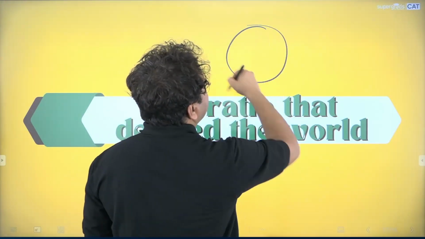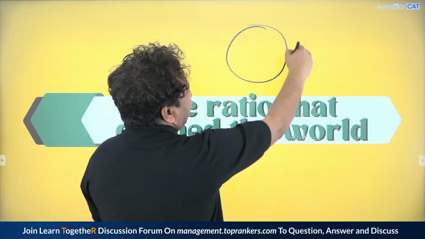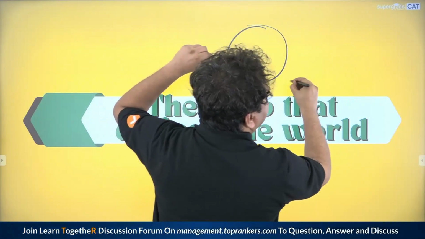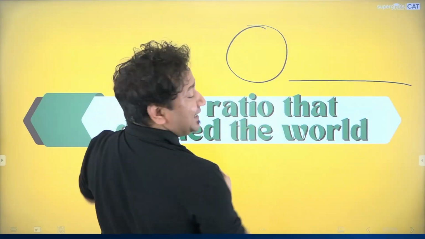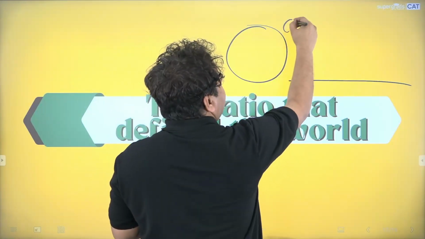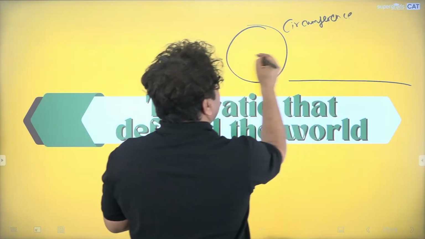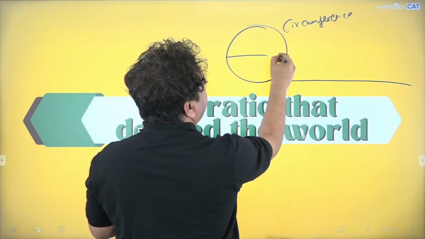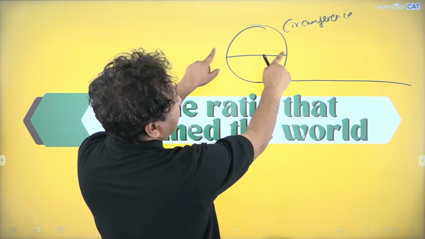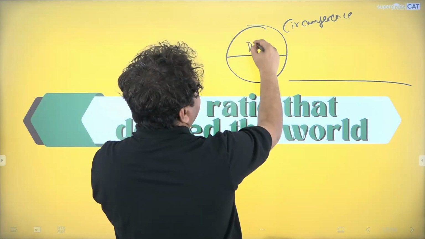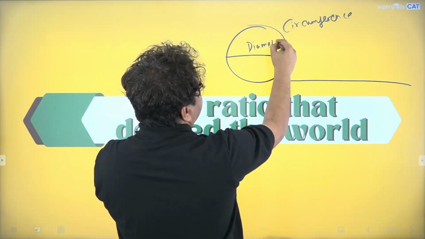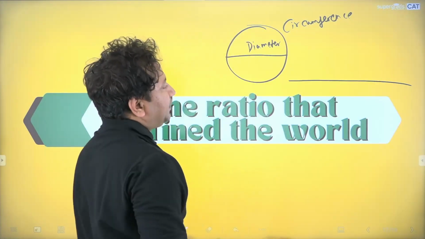And this whole length, if I break it and make it a straight line, there will be a certain length. This length is called the circumference, and the longest line segment which I can draw inside the circle is known as the diameter. Why do we call it diameter? Because it breaks the circle into two equal parts.